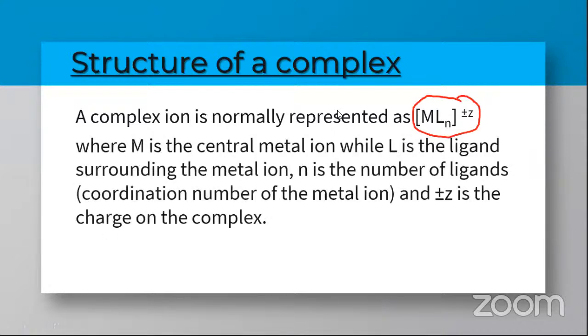So here we can as well define it. We say M is the central metal ion or central metal atom, while L is the ligand surrounding the metal ion, and N is the number of ligands, or what we can call the coordination number of the metal ion, and plus or minus Z is the charge on the complex, or what we can call net charge. So here I will be a bit fast because this is something I've been explaining all through.